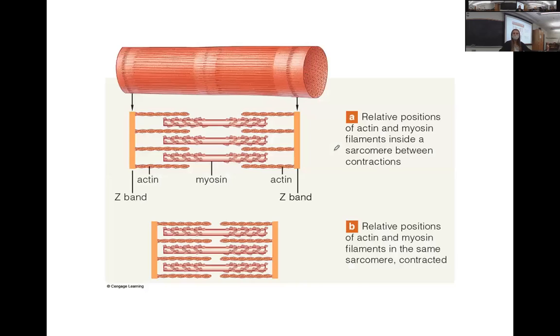And here's a little visualization of that. You have some actin, which kind of look like the little rough bead-like strings here. And then you have that myosin, which kind of looks like the normal licorice, I guess we could say. You have Z bands, which are on the ends here. So the relative positions of actin and myosin filaments inside a sarcomere between the contractions, and the relative positions of actin and myosin here on the bottom in the same sarcomere that are contracted. So as you can see, the one on the top kind of is pulled apart, and the one on the bottom is kind of pushed together.